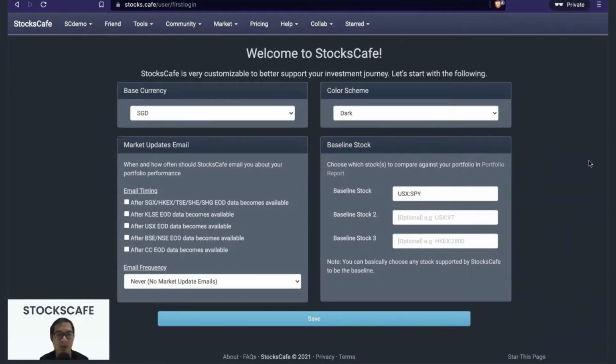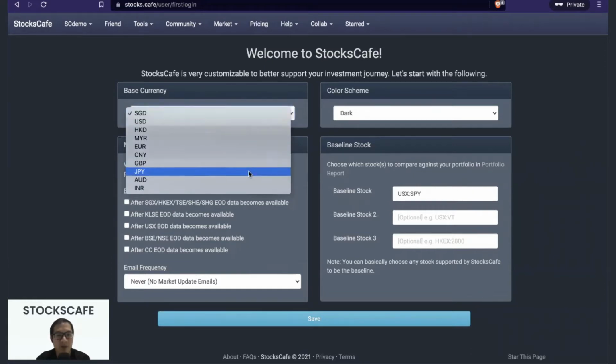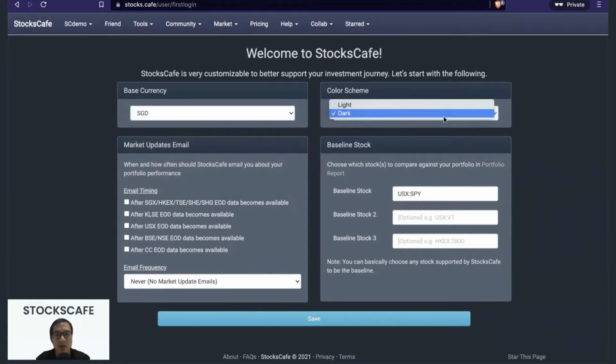Today, we would like to share the 5 things we recommend you do after signing up with Stocks Cafe. So the first thing is to customize Stocks Cafe for yourself. After signing up, this is most likely the first screen that you will see in Stocks Cafe. Here, choose your base currency and whether you like a dark or light screen.